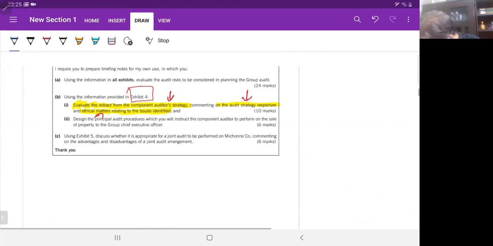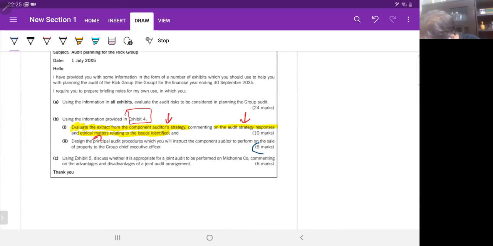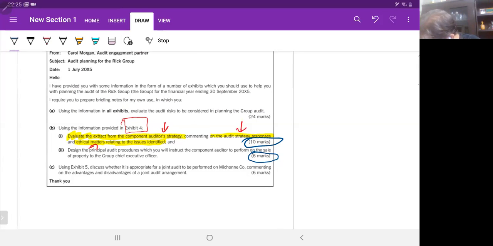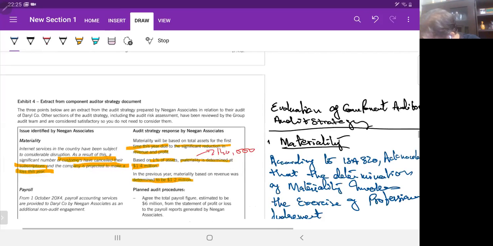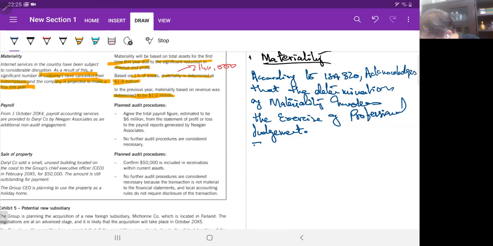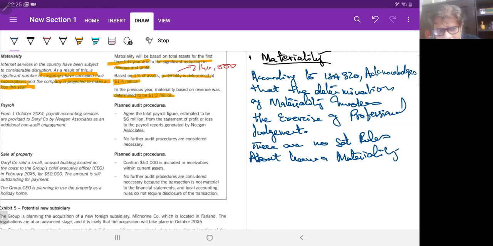Just let me look at the marks available for it. It's 10 marks available for this part of the question, 10 valid points. Further, I will say that there are no set rules about how materiality should be arrived at.